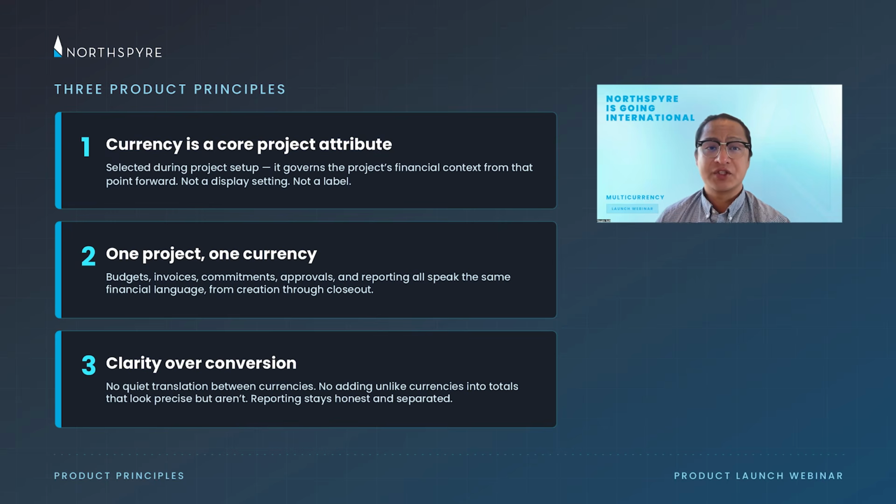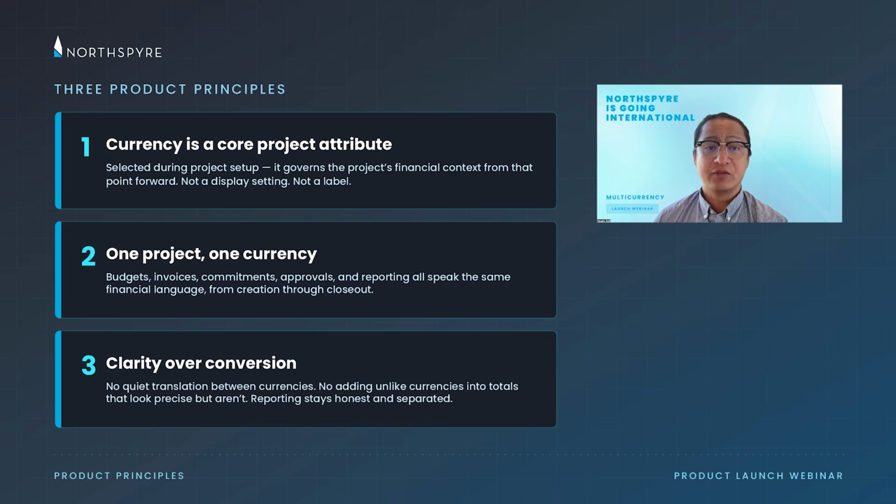First, currency is a core project attribute. It is not merely a display setting or a label. It is selected during project setup, and it governs the project's financial context from that point forward. Second, one project, one currency. Every project operates in one fixed currency. Budgets, invoices, commitments, approvals, and reporting all speak the same financial language. That keeps the project record consistent from creation through closeout.